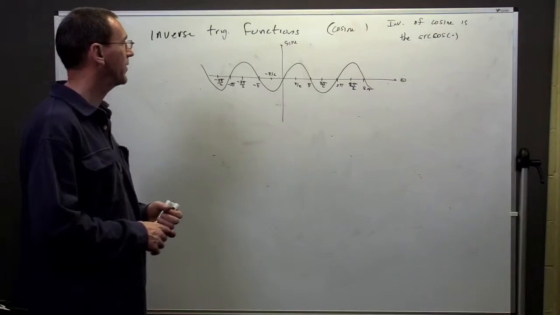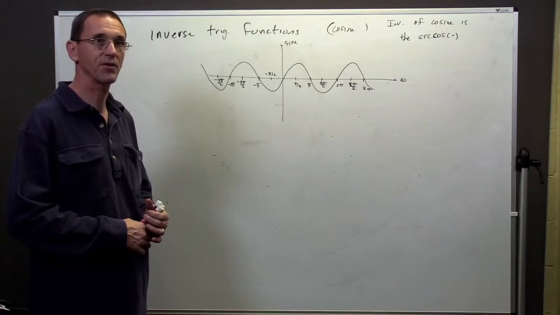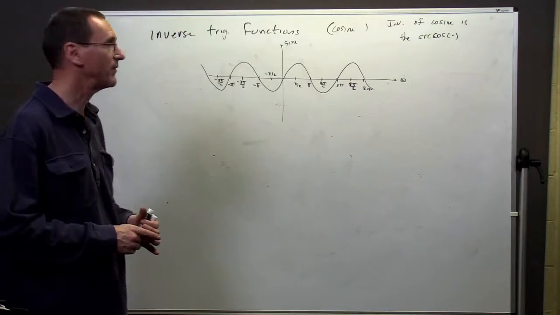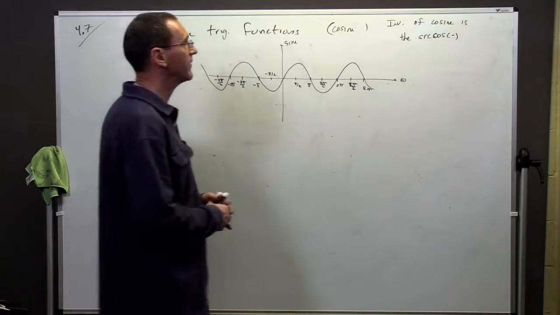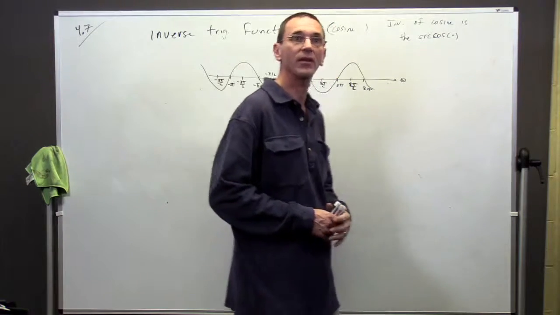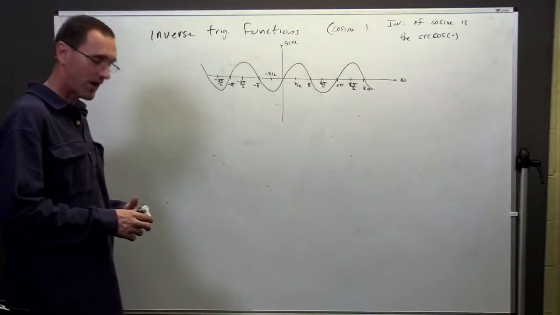All right, so in this last video, we defined the inverse of the sine function. We're going to now talk about the inverse of the cosine function. And we're going to define that inverse to be called the arc cosine. All right, and so a quick recap of what we did last time.